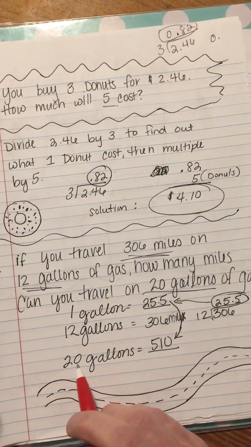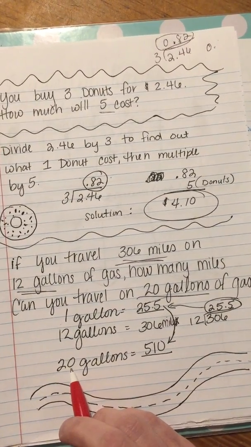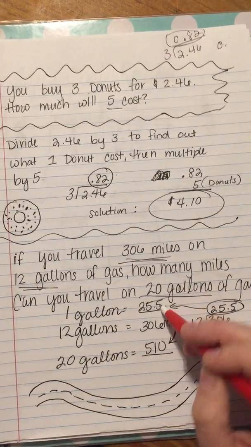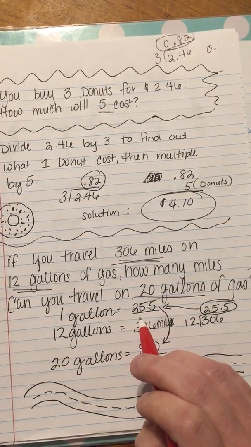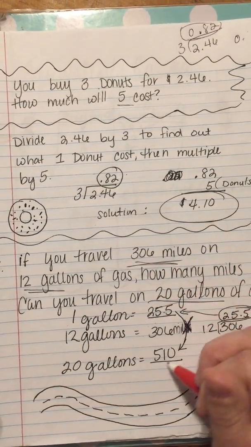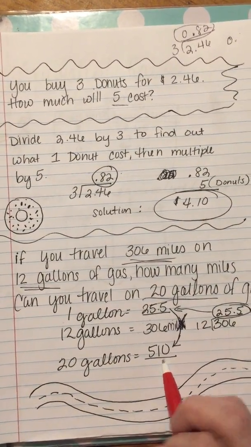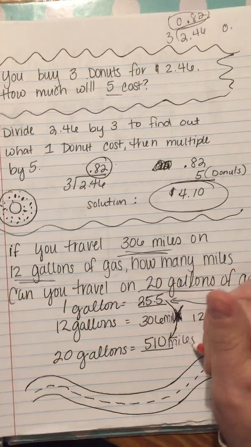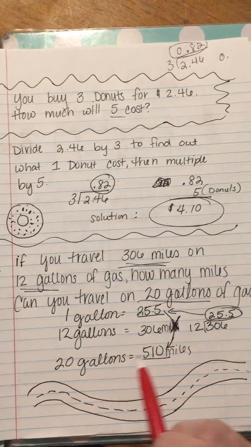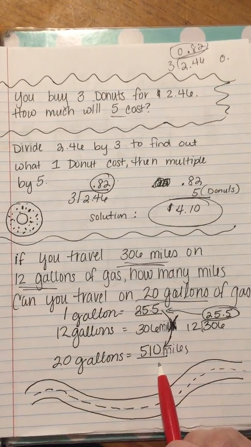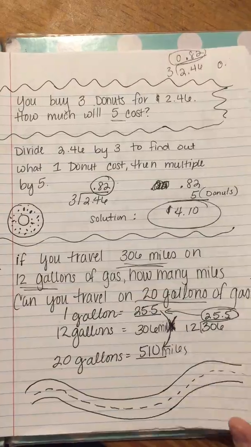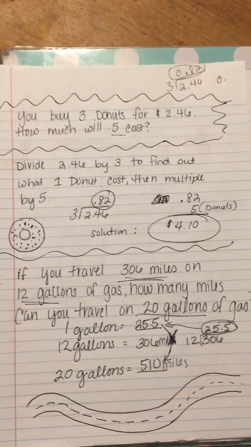But we need to figure out, again, what is 20 gallons going to equal at this rate right here? Well, again, we're going to take 25.5 and multiply it by 20, and we get 510 miles. So we know that 20 gallons will be able to get us about 510 miles. All right, well, that's going to be all on unit rates, and we're going to be moving on to the next one shortly.